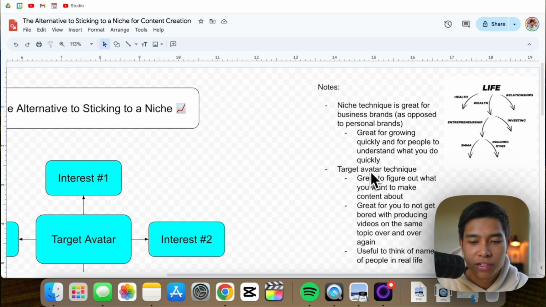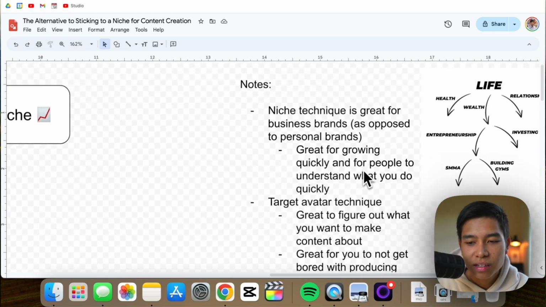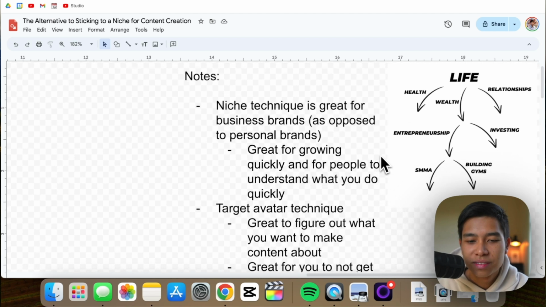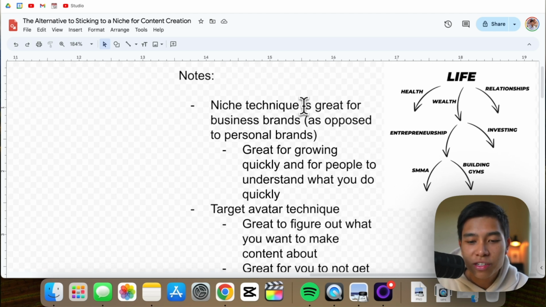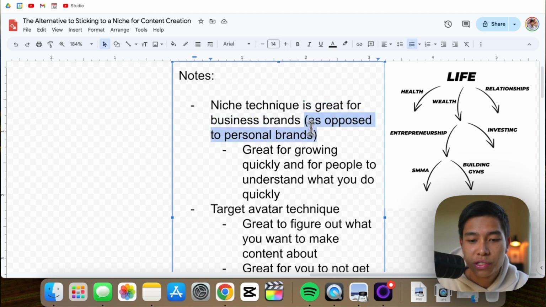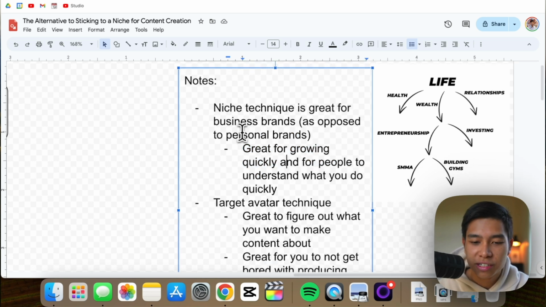So, you know what? Let's just go to key takeaways now. We've got the diagram here. So niche is often great if you're doing it as a business. Alex Hormozi was doing Gym Launch, which is a business, and he was using content as a supplement. Ali Abdaal was trying to grow his BMAT interview course, I believe, as a business. So it's great for businesses, business brands, as opposed to personal brands. When you're doing the niche technique, it's great for growing quickly, and it's very good for people to understand what you do and how you can help them. So the niche technique's good for that.